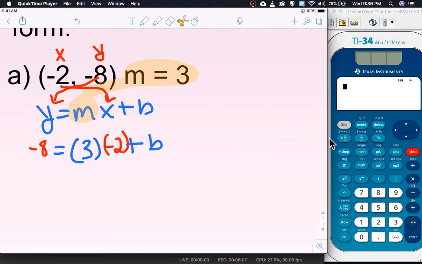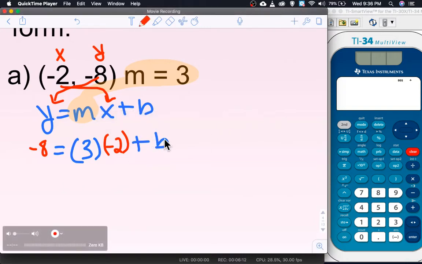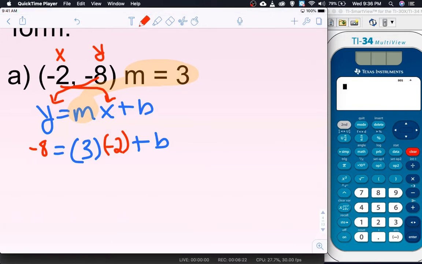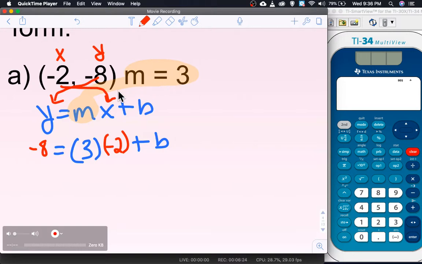So now what I have is an equation with only one variable, which means we can solve this equation. I can find b. I can find my y-intercept. And it's really not that bad. So all I've done so far is I plugged in m for m, x for x, y for y, and look what's left. I can solve for b. I'm going to simplify here.